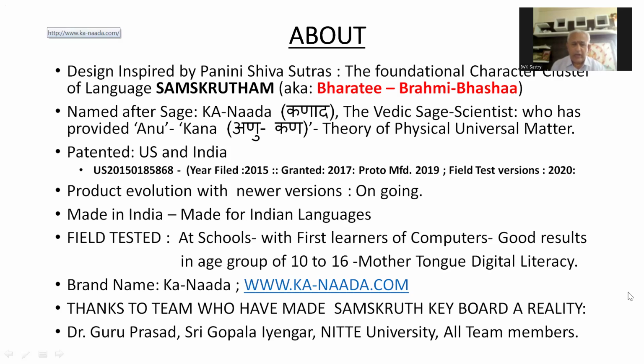One is called the Vedic or Chandas. The second one is called the Bhasha. So Bhasha and Chandas put together is Samskrutham. The modern usage of Sanskrit is of a very limited nature. It addresses only part of the Bhasha and disconnects from the Vedic or the Chandas portion. So this keyboard addresses the total Samskrutham character cluster, and that character cluster was finalized by Panini.